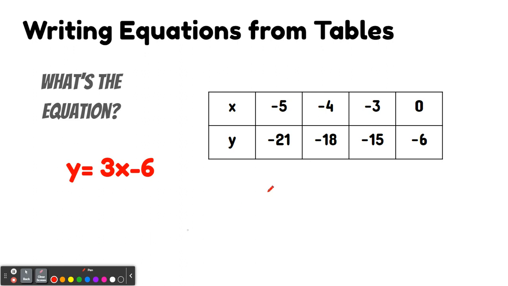Okay, so for this one, we get y equals 3x minus 6. So again, I'm just going from here to here, and I am going up, going from negative 15 to negative 6. That is going to be 9. So 9 divided by 3 is going to be 3. My y-intercept here, I see where x equals 0, where y equals negative 6. So that's how I got my y-intercept.